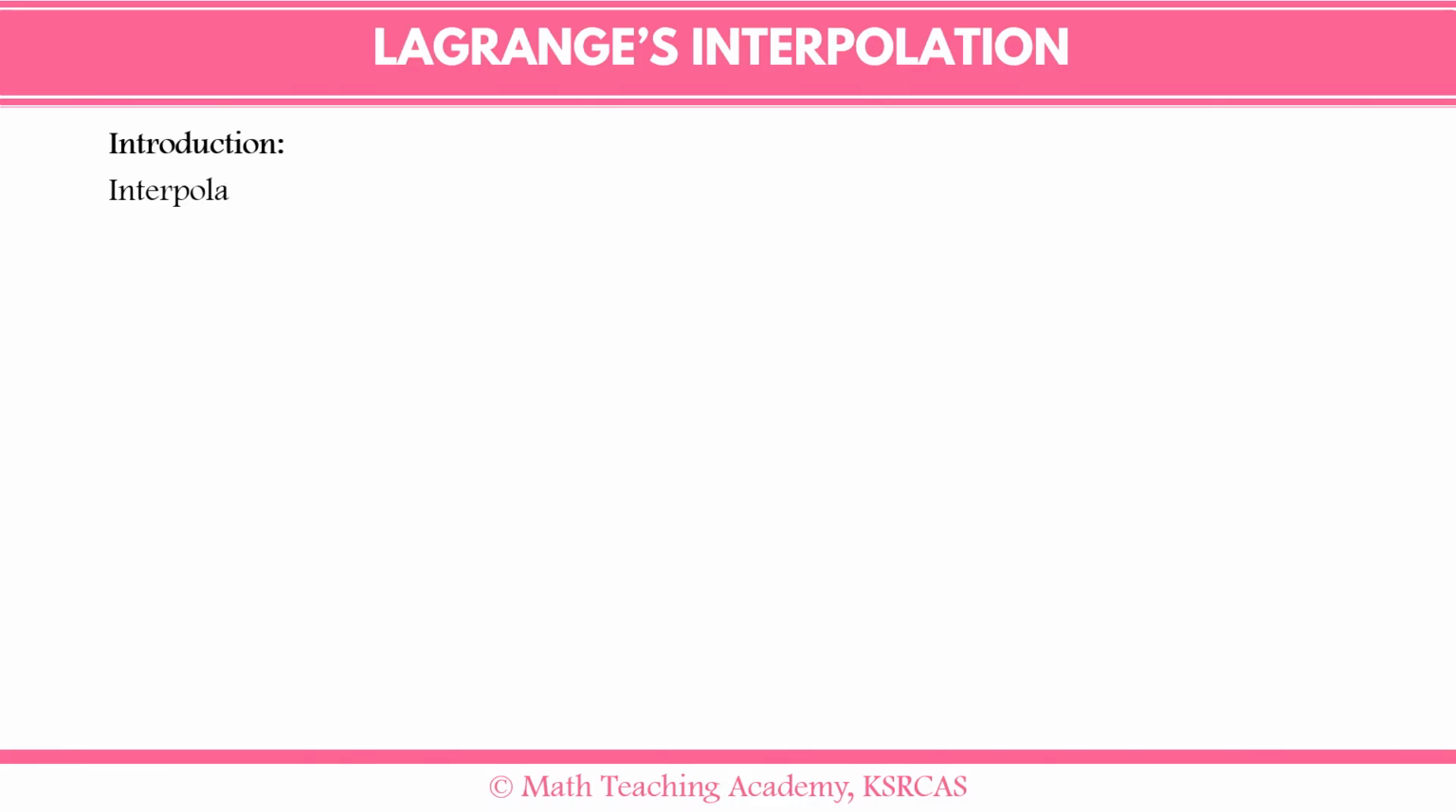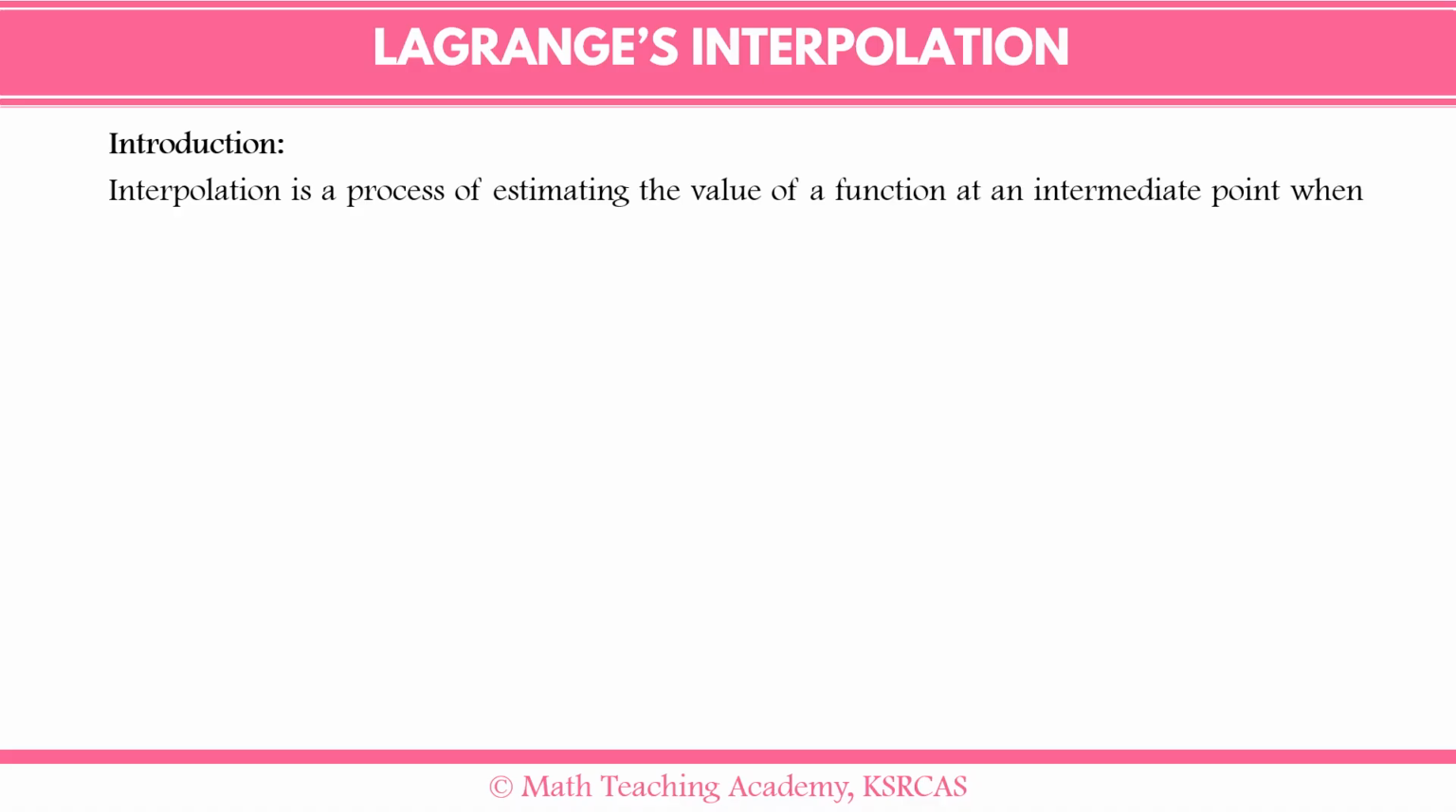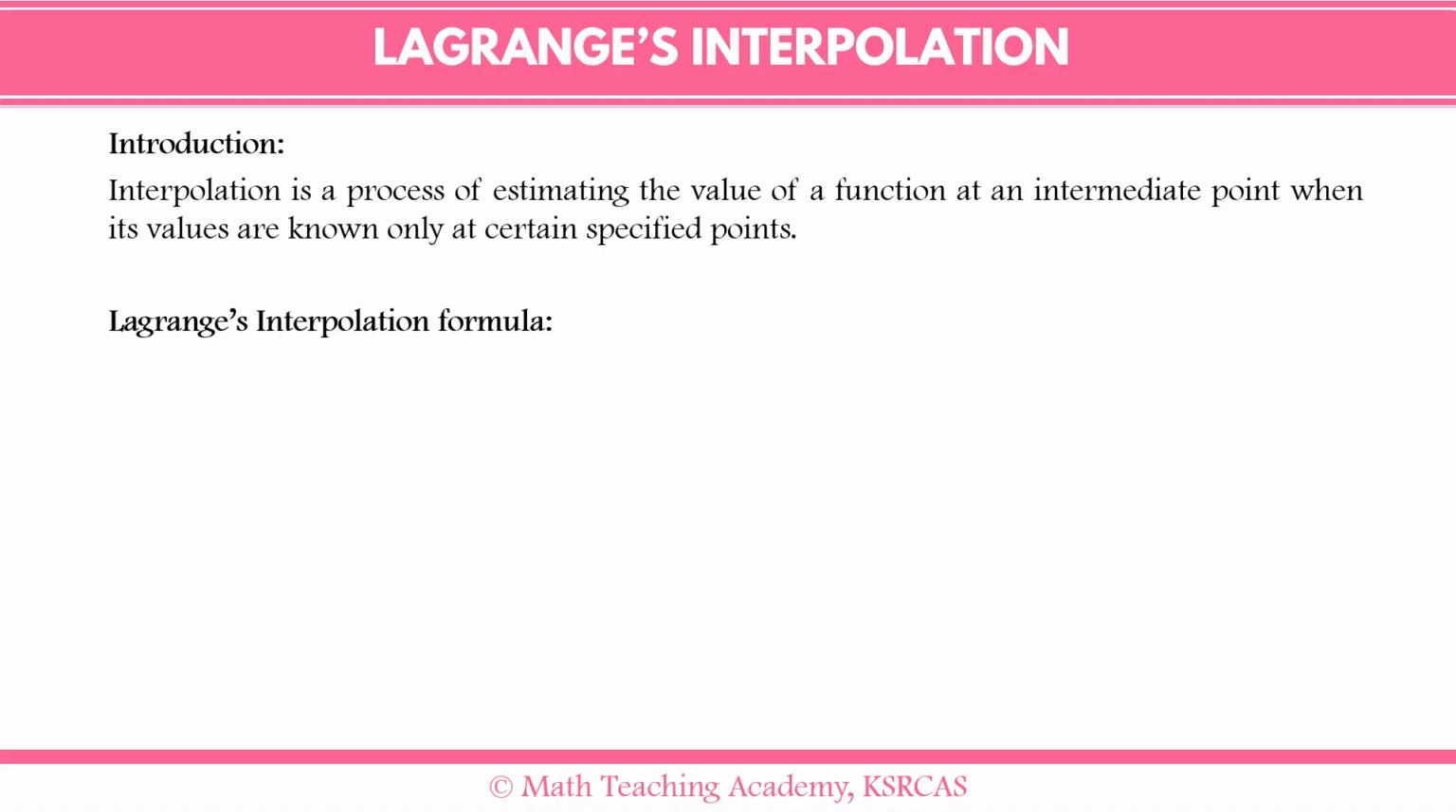Introduction. Interpolation is a process of estimating the value of a function at an intermediate point when its values are known only at certain specified points. This is the introduction of interpolation. Then we see Lagrange's interpolation formula.